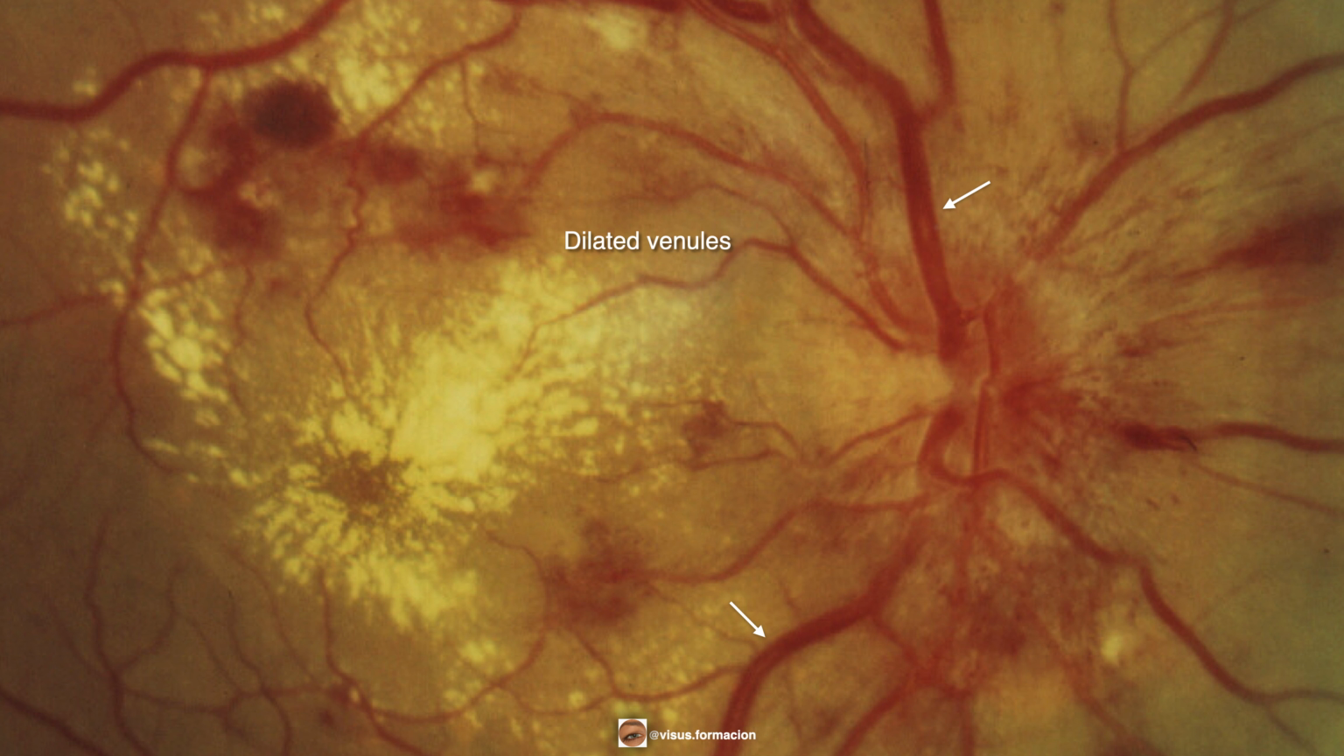In this case, we can see dilated, thickened veins with a greater caliber. This is caused by the stagnation or difficulty of passage of the venous blood column at different levels. At the level of the optic disc due to edema, and also at the level of pathological arteriovenous crossings, arteriovenous nicking.